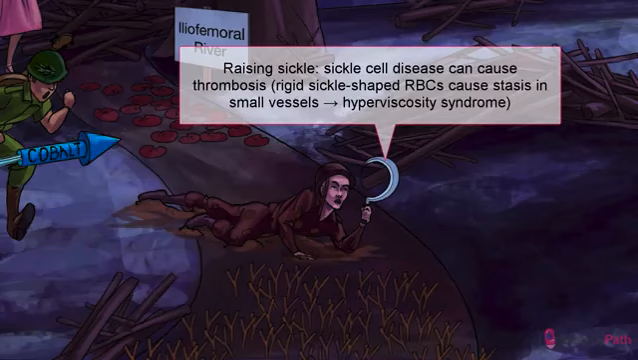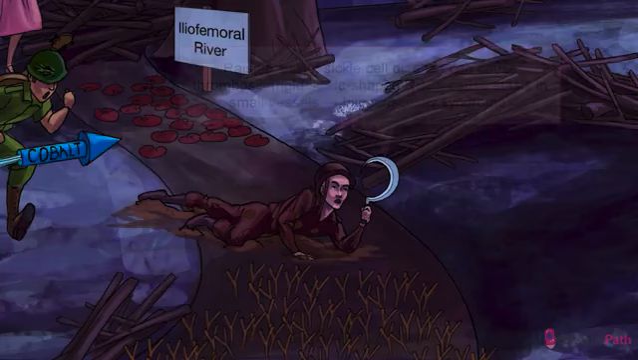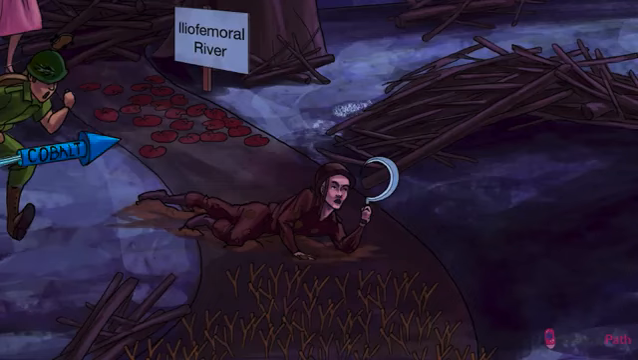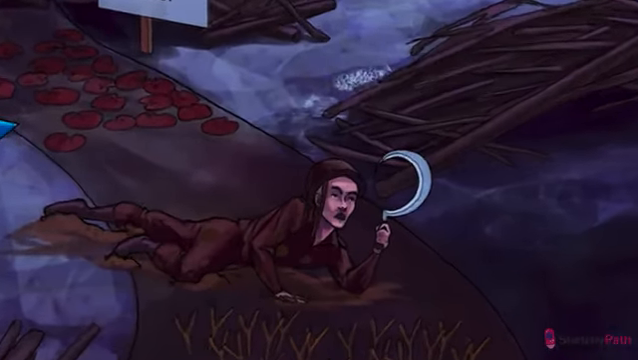Their rigid sickle-shaped conformation causes them to get stuck in small arterioles and capillaries, leading to stasis and thrombus formation, which lead to what's called sickle crisis. For a more detailed discussion, go take a ride across the river Styx in our normocytic anemia chapter.